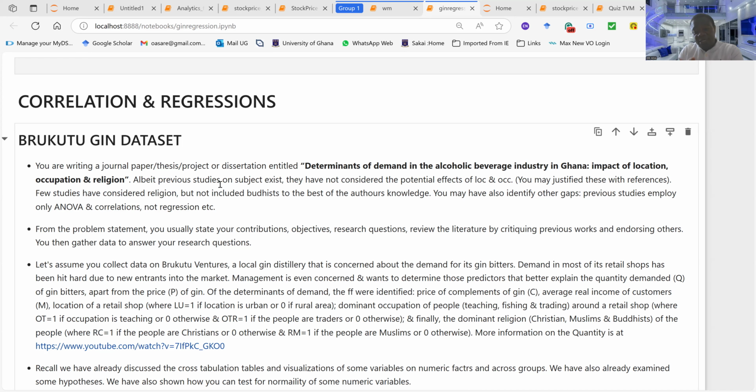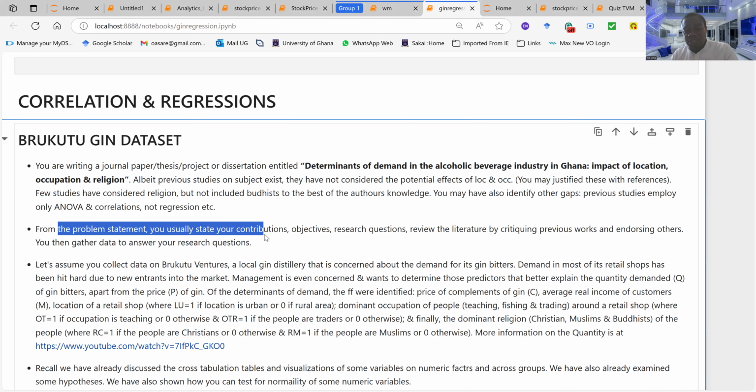And then from all these gaps, you need to now come up with a contribution. So the things that must stand out are your gaps, your objectives, and your contribution. These are key. From the problem statement, you usually will state your contribution. So the contributions are always coming from the problem statement, and the problem statement is the same as the gaps. What is there that is not supposed to be there? Or what is not there that is supposed to be there?